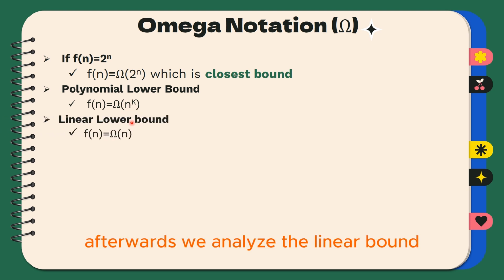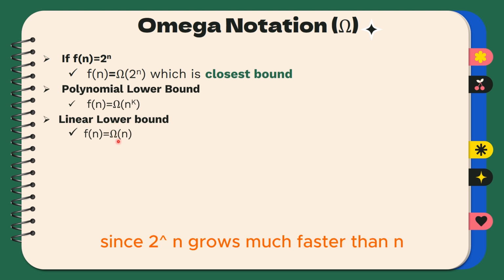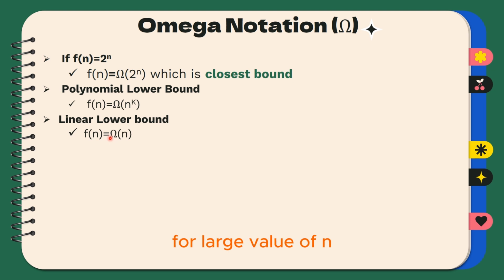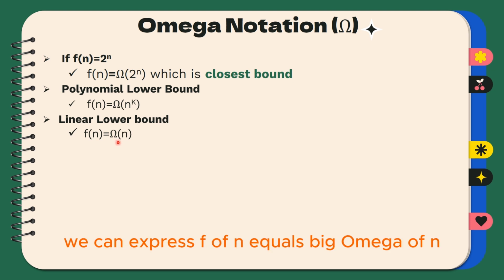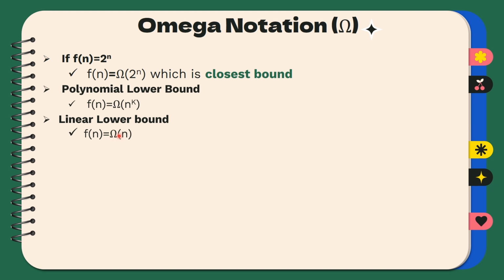Afterwards, we analyze the linear bound, f of n equal to big omega of n. Since 2 to the power of n grows much faster than n for large values of n, we can express f of n equal to big omega of n. This confirms that f of n grows at least as fast as n.